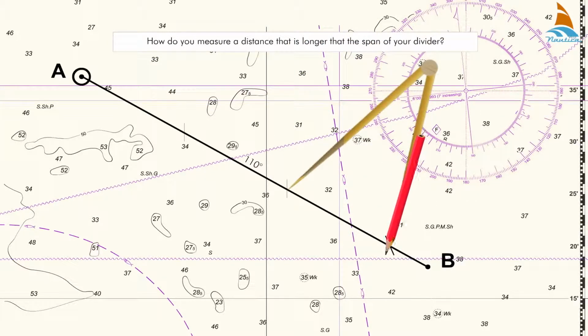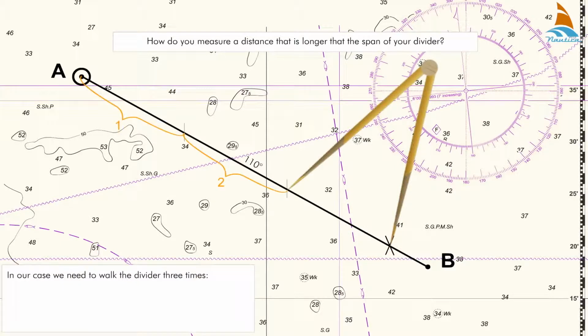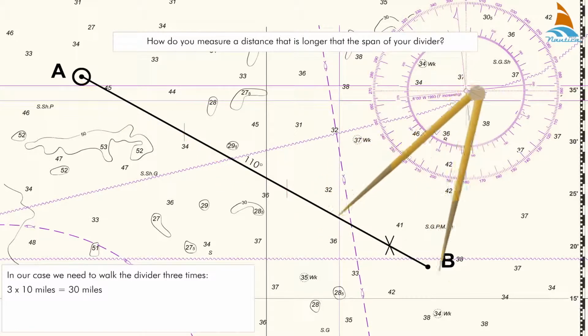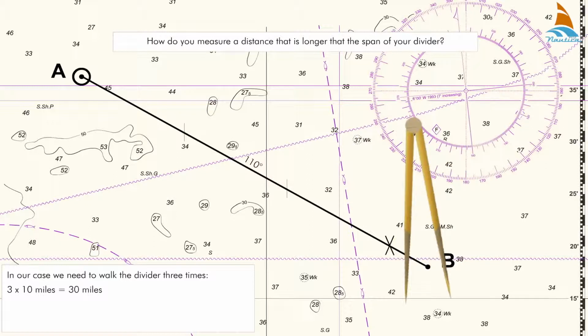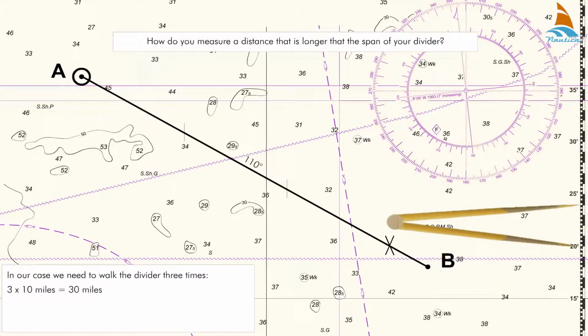and mark the last point as point X. In our case, we need to walk the dividers 3 times. That makes 3 times 10 miles, equaling 30 miles. Now measure the distance from point X to point B and apply this span on the latitude scale which is closest to point B. On the scale you find that in this case the distance is 4 minutes or 4 nautical miles. So the distance from A to B is 34 nautical miles, 30 miles plus 4 miles.